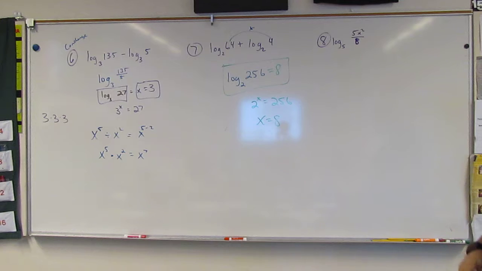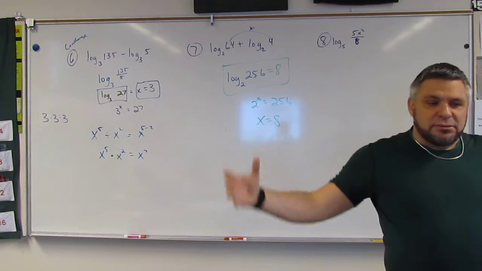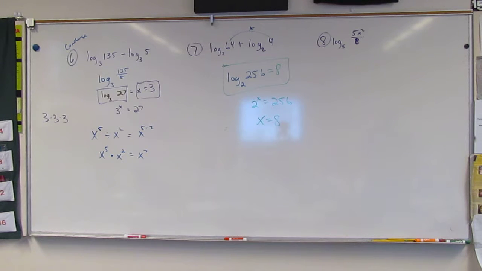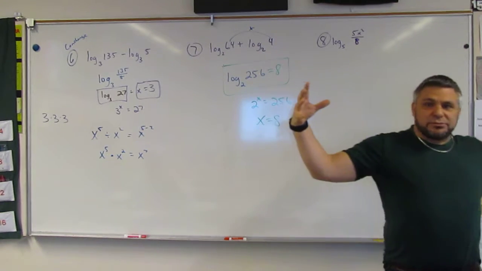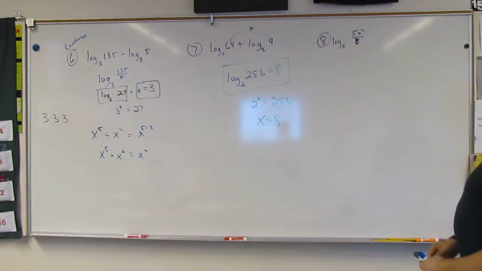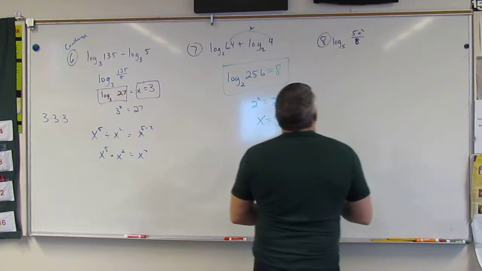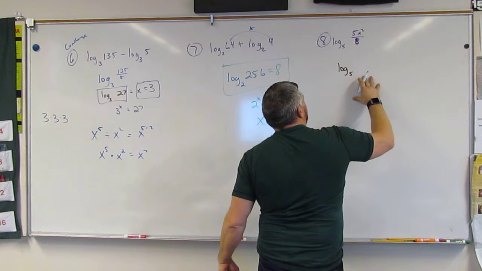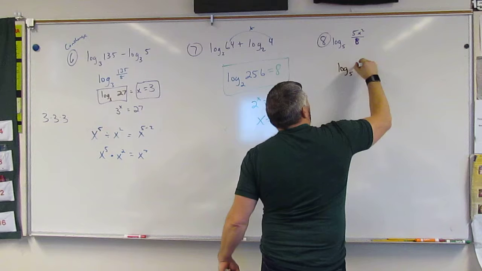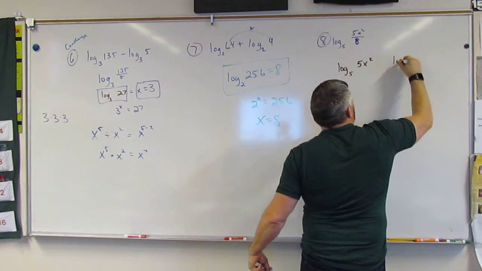Okay? On number 8, we're expanding it. We're taking it out. Okay? So I want to think of log base 5 of 5x squared and log base 5 of 8.